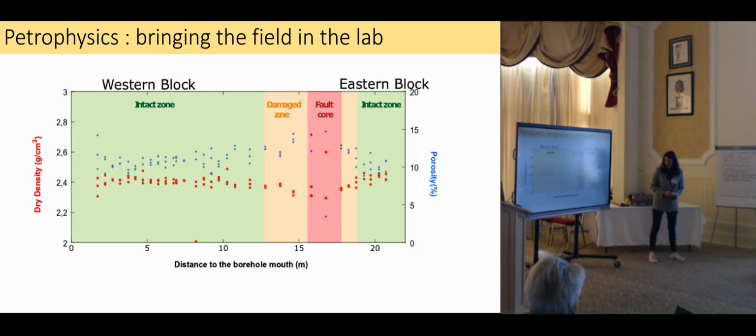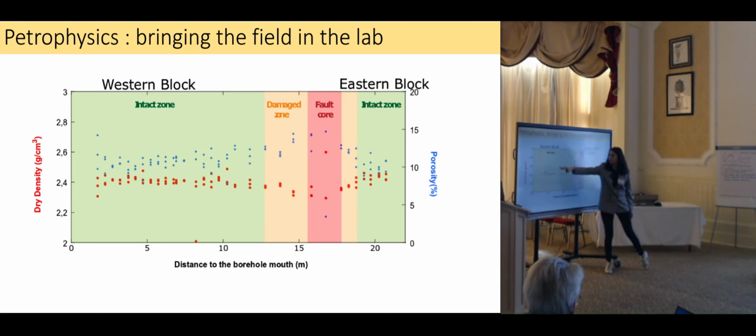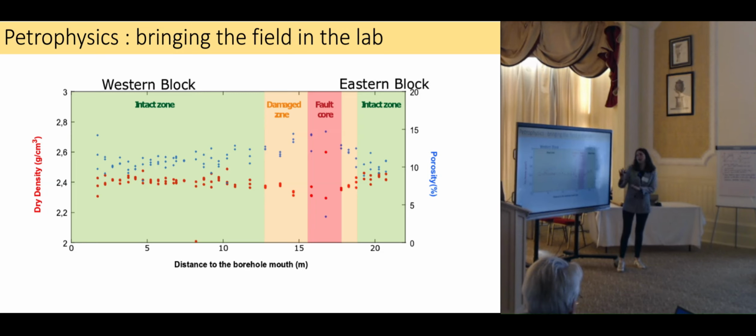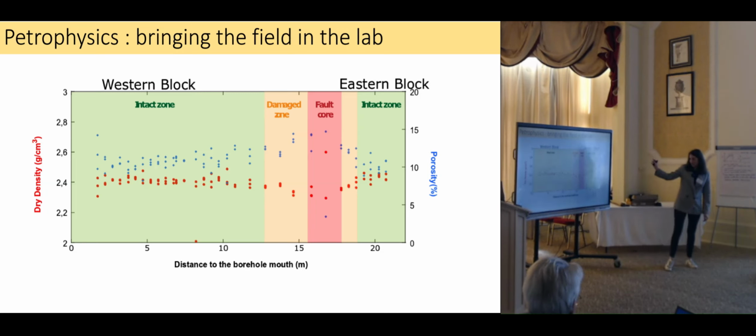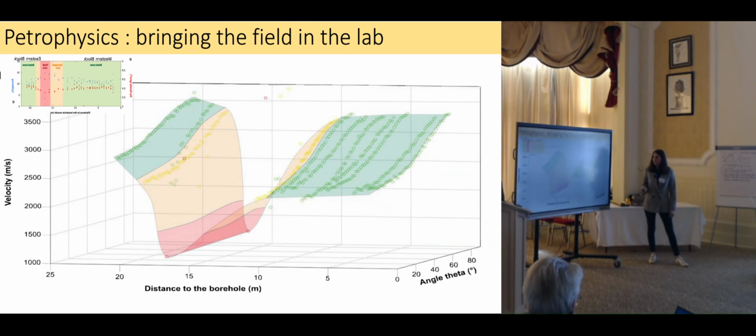So it looks like things are not as easy as we thought. It's not a strong transition from one zone to the other. Everything is really smooth. We have something quite constant in terms of properties in the intact zone, and then we start to have more porosity toward the damaged zone. Everything is becoming a bit crazy in the fault core, and then back to normal. It's a little bit asymmetric. There is a shorter damage zone on one side than on the other, but we can go back to that.